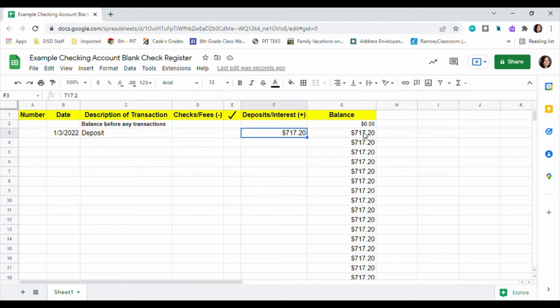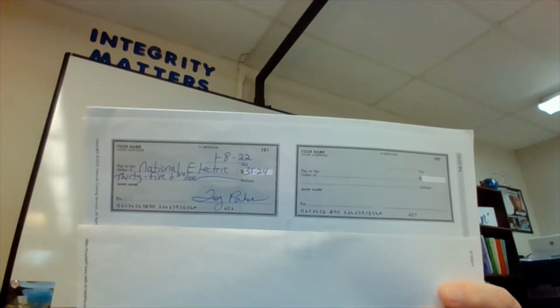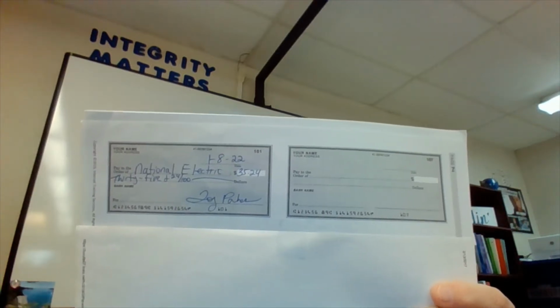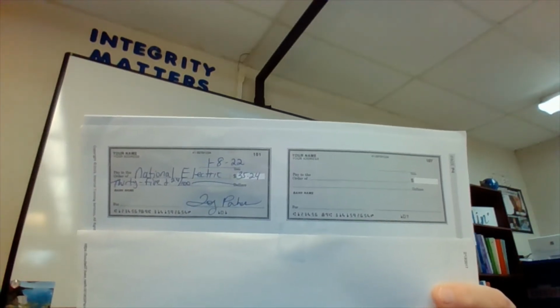So that's our first transaction. It's in our check register. We made the deposit at the bank, and we're ready to move on to the next transaction. The next transaction tells you to write check number 101 for $35.24 to National Electric.